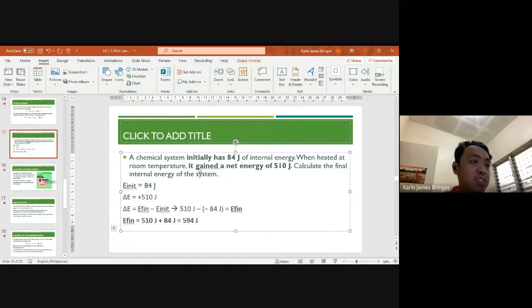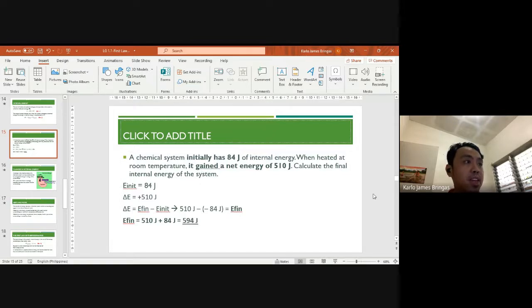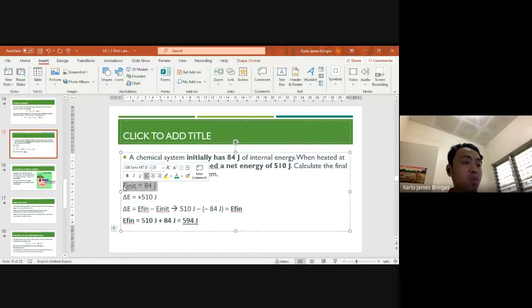So our final answer is going to be 594 joule. So that is the final internal energy of the system. So compared with the initial value, what it means is that our system gained energy. Our system gained some energy due to the fact that it was already heated.